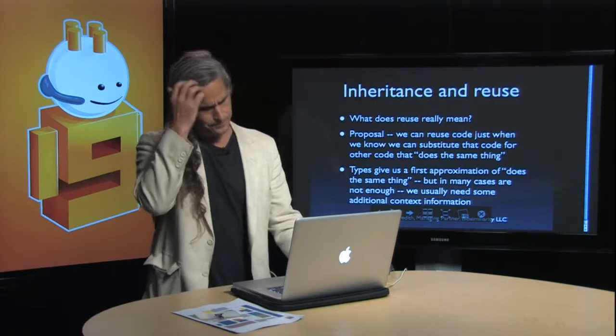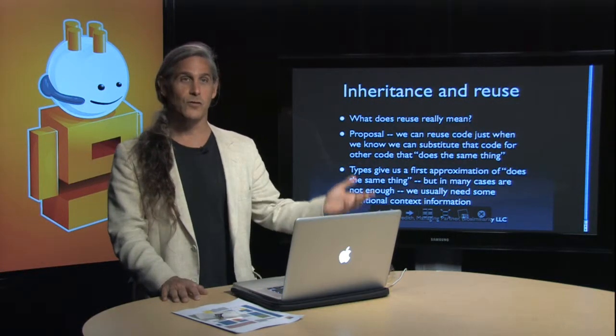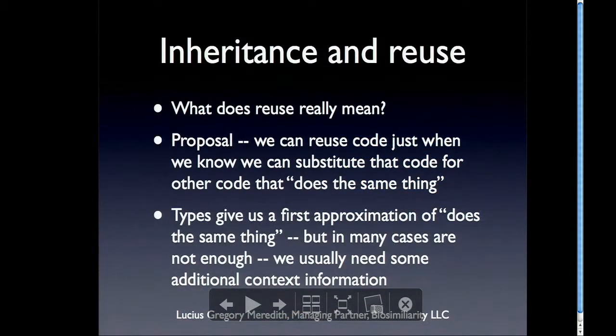So first question, what does reuse really mean? And the proposal is really very straightforward. The idea is that whenever we can substitute a piece of code in some context for some other code that does the same thing, then that's really a form of reuse. That's actually when we're getting some reuse. I had some code in this place, I'm going to swap it out and use some other code. Substitutability is a very good characterization of reuse.